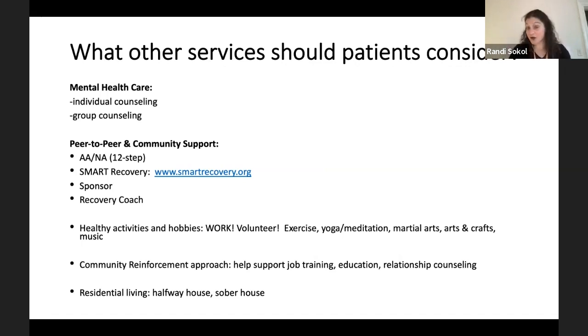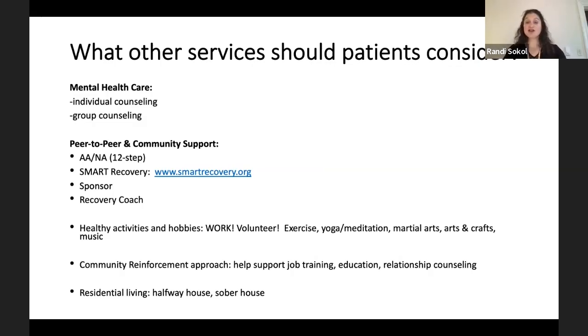And then there's recovery coaches. I work a lot with recovery coaches. These are people who have a history of addiction and have been in recovery for a while and dedicate their life and get paid to help support patients. And it's a great way for patients to connect with others who have a similar experience.